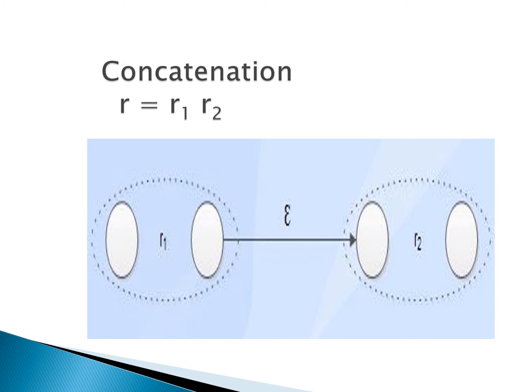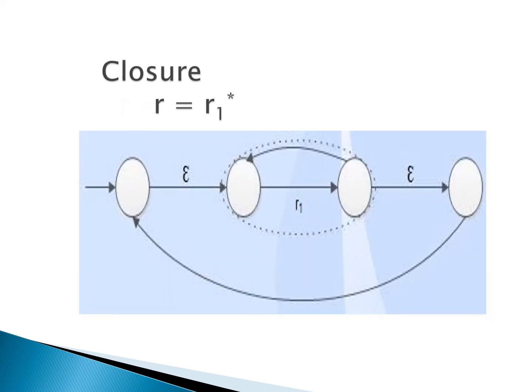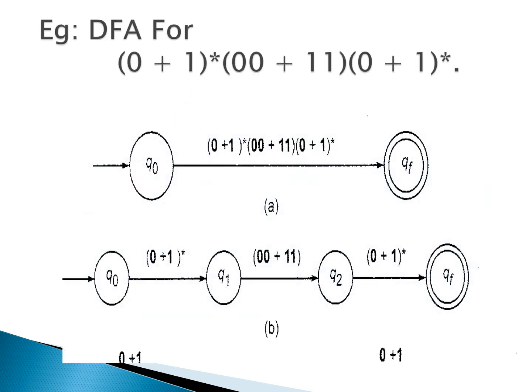Concatenation states that R equals the concatenation of R1 and R2, where R1 and R2 are two regular expressions, which is shown in the figure below. Third rule is R equals R1 star, in which R1 star is a self loop on any state with value epsilon, which is shown in the figure. Now, let us see it with the help of an example.